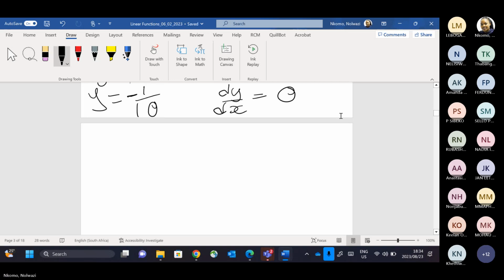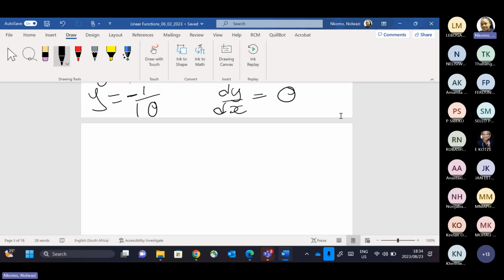Another thing that you need to know with derivatives: if you are differentiating the sum of two terms, then the derivative of that would be the sum of the derivatives of those terms.